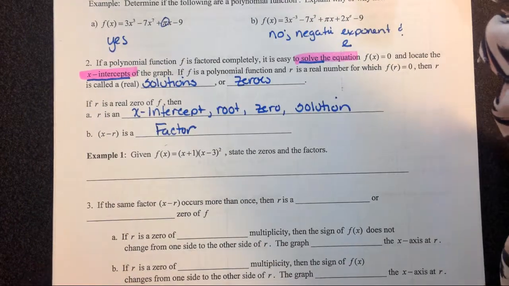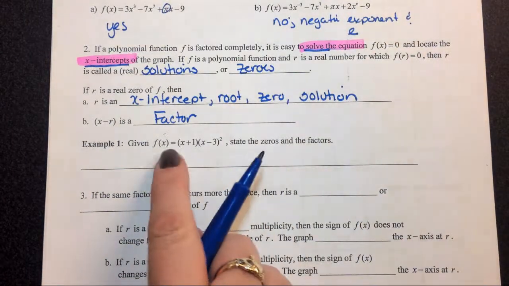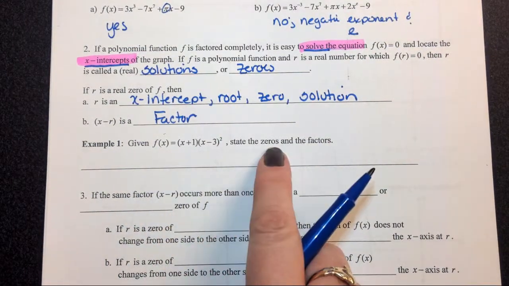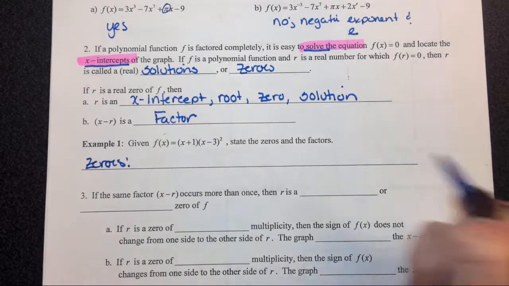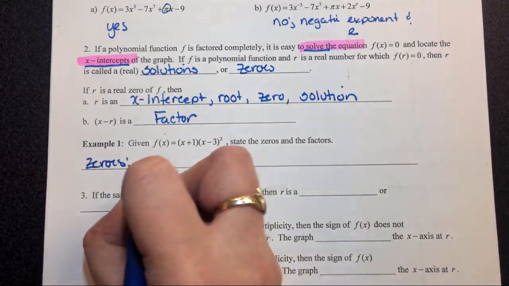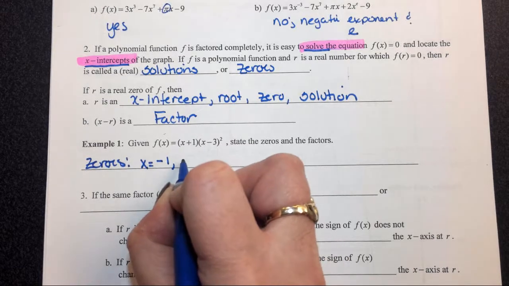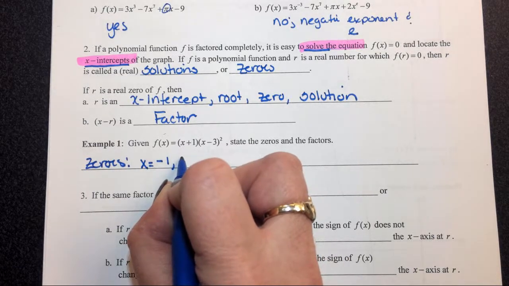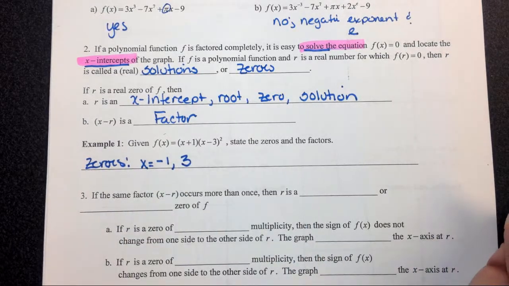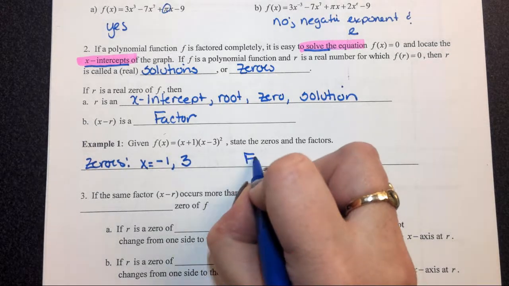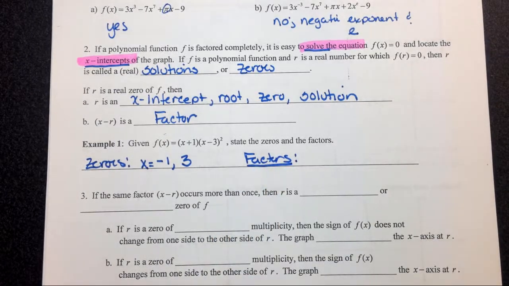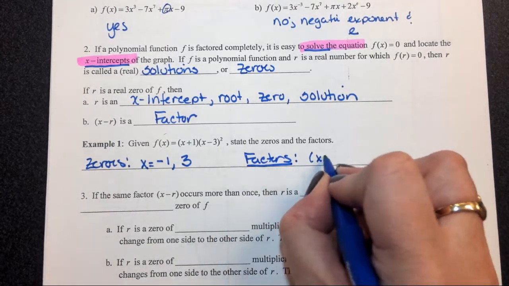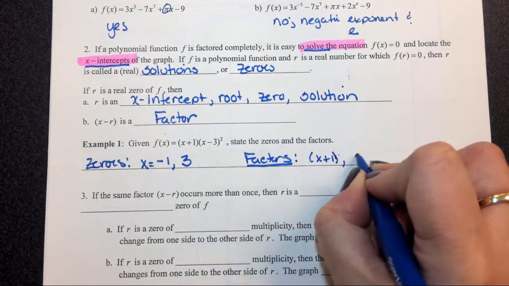So let's take a look at example 1. So given, they've already done the factoring for us. Find your zeros and the factors. So first of all, tell me about your zeros. What are your zeros going to be? X equals what? Negative 1 and positive 3. So those are your zeros. You just take each factor and set it equal to 0. Now, what are your factors? Your factors are what? X plus 1 and x minus 3.